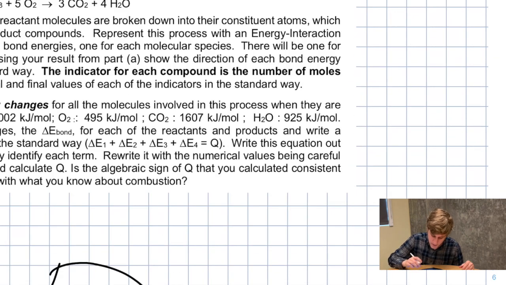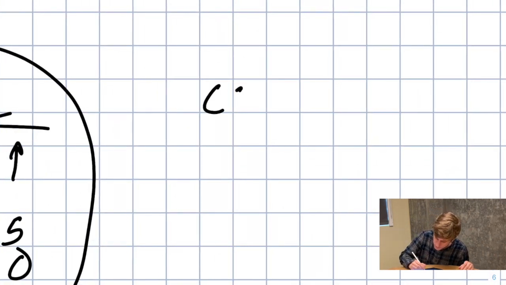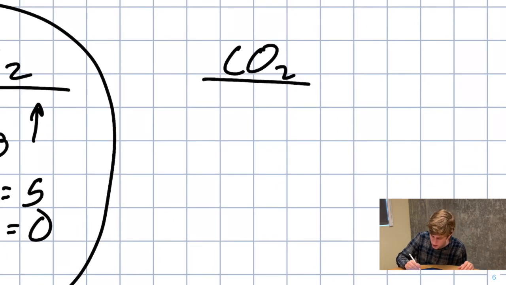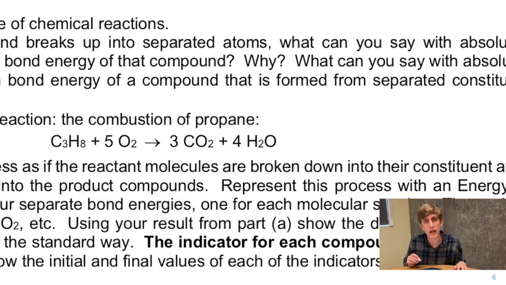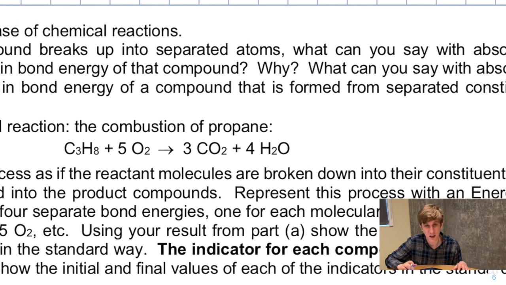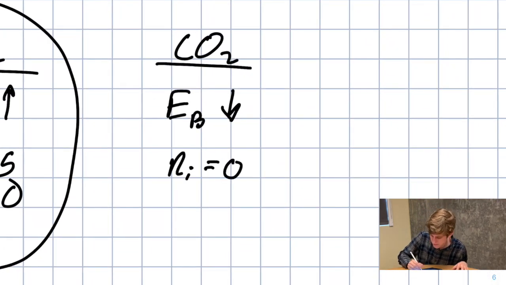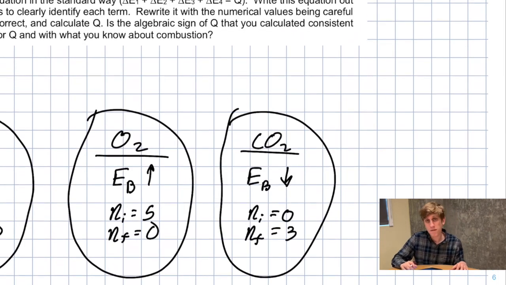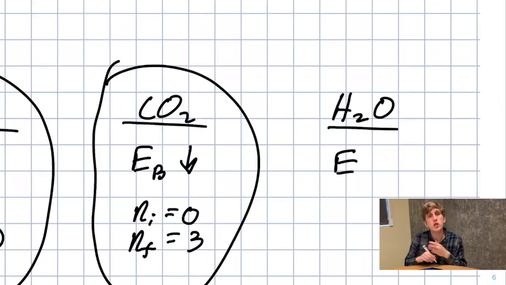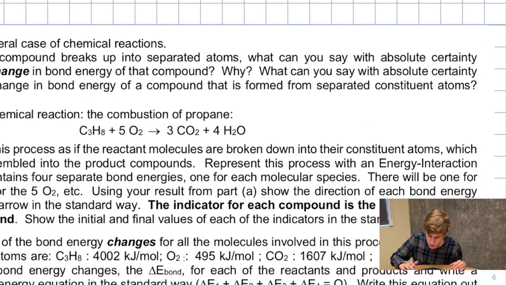We'll start with the carbon dioxide. Our bond energy is decreasing because we are forming bonds. There is no carbon dioxide on the left-hand side of the equation. Our final number of moles is 3. Finally, we'll look at the water. Just as with the carbon dioxide, our bond energy is decreasing. We start with 0 moles of water on the left-hand side and end up with 4 moles of water on the right-hand side.